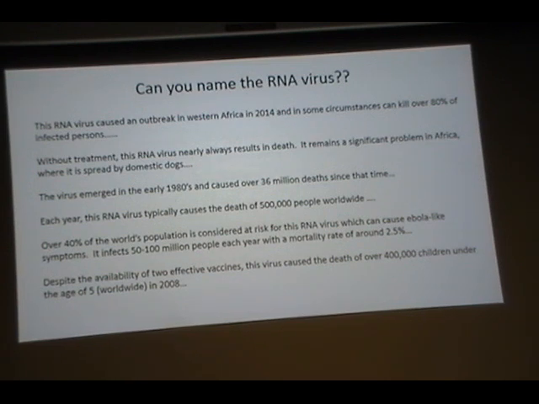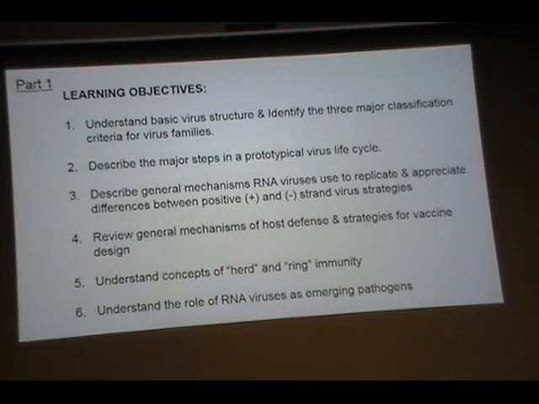This is dengue virus. And despite the availability of 2 good vaccines, this virus caused the death of over 400,000 children under the age of 5 in 2008. Rotavirus. All right, so those are the answers.